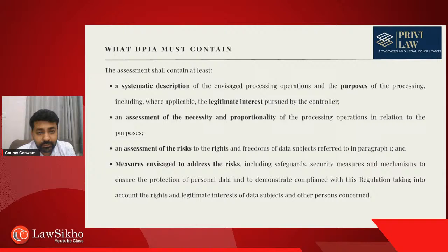Now apart from that, the fourth thing which you have to mention is the measures envisaged to address the risk. You have to also mention, for this processing which you are about to undertake, what kind of measures you are undertaking. So security measures, measures to protect the data, all those things you have to mention in it, right? So we have talked about what a DPIA is, when it is to be done, and what a DPIA must contain, right?